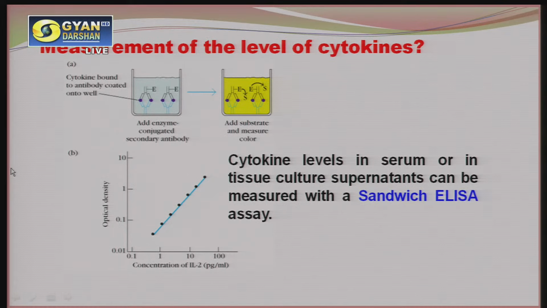Another very important thing I want to discuss is how we can measure the cytokines inside the body after infections. We can measure them with the help of the sandwich ELISA. Here is a very important technique, the sandwich ELISA assay. First of all, the cytokine binds to the antibody coated onto the wells, and then we add the enzyme-conjugated secondary antibody.